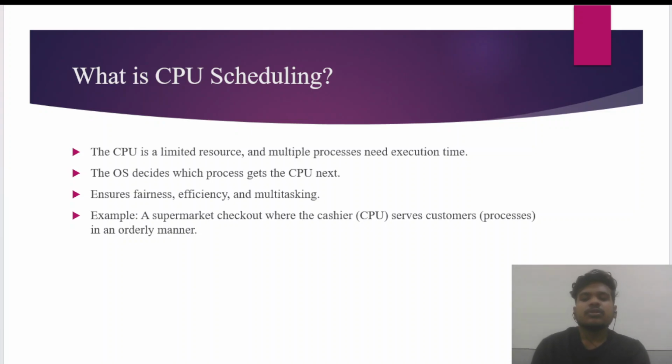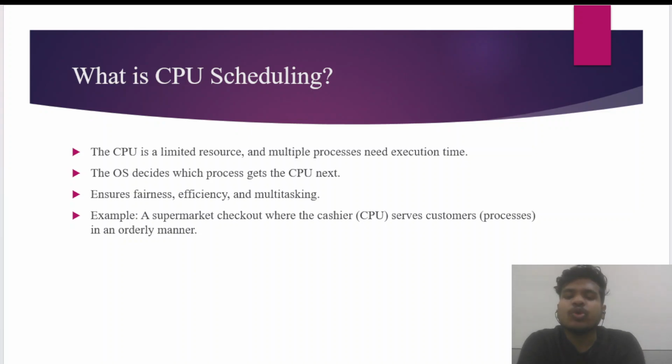In a computer, the CPU is a limited resource and multiple processes need CPU time to execute. But since only one process can run at a time per core, the operating system decides which process gets the CPU next. As you already know, only one process can execute at a time. So how does the CPU decide? This decision making process is called CPU scheduling.